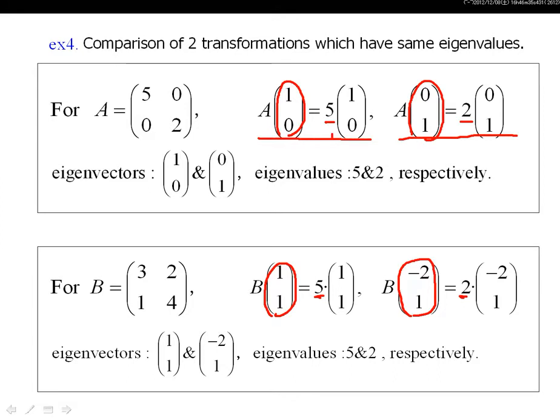So the eigenvalues are the same. The only difference here is the difference of base. The base of A is (1,0) and (0,1). The base of B is (1,1) and (-2,1). And we are going to see the difference. We can see the difference by computer. We know how different it is, but we can see the difference.